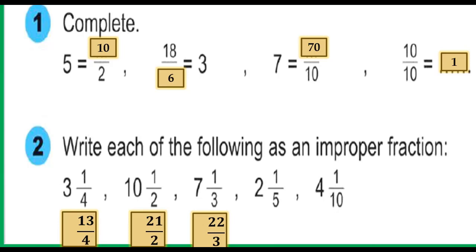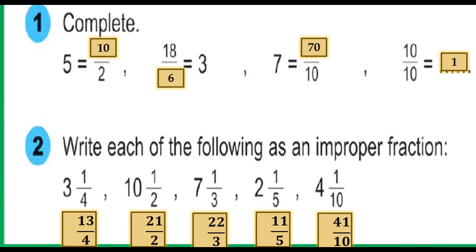After that, 2 times 5 equals, who can tell me? Excellent, 2 times 5 equals 10. 10 plus 1 equals 11. Don't forget to write the same denominator, 11 over 5. The last one, 4 times 10 equals 40. 40 plus 1 equals 41. 41 over 10. Don't forget to write the same denominator.